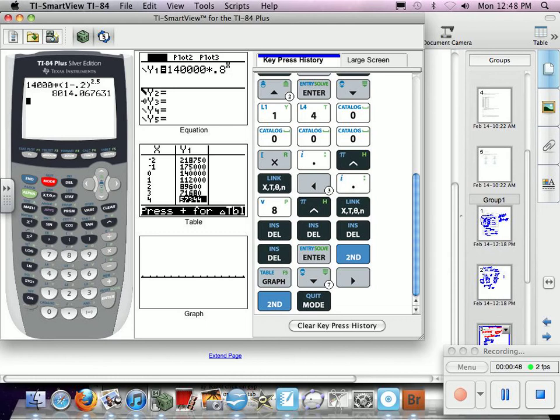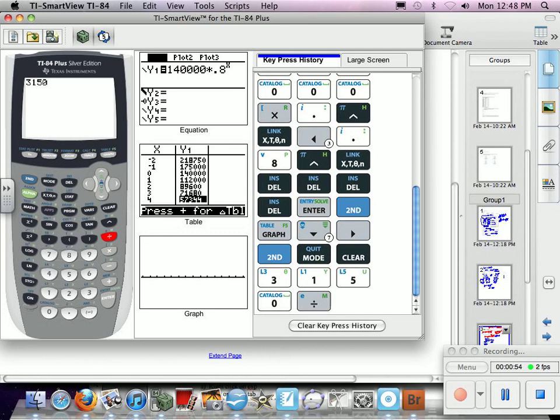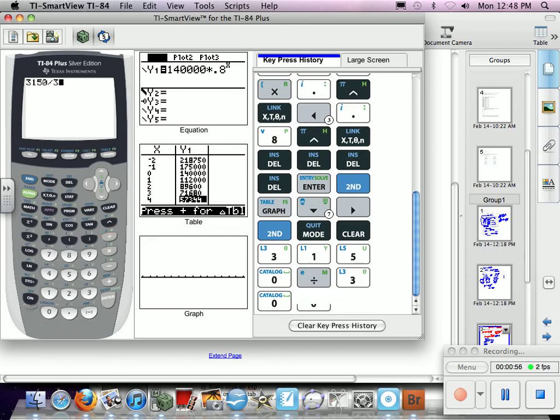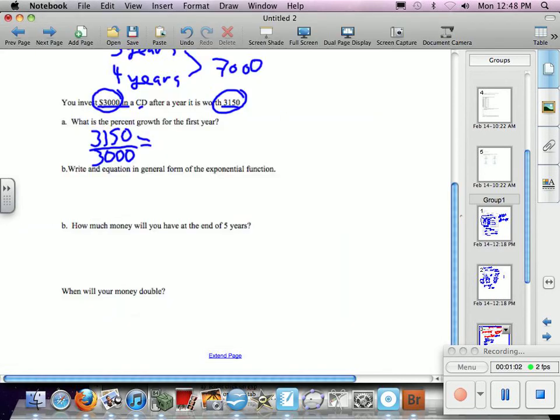We'll go quit, clear that. And we'll say 3,150 divided by 3,000. And hit enter. Oh, look at that, 1.05. Now, the question asks, what is the percent growth? In other words, what percent did that CD give me?